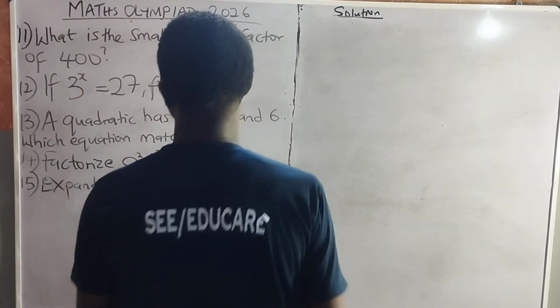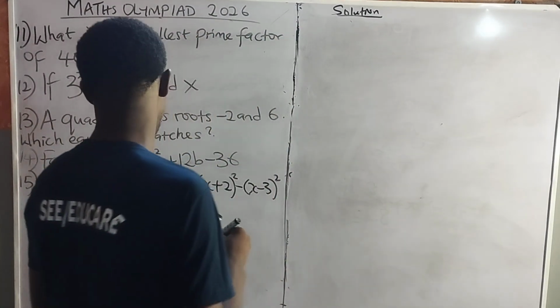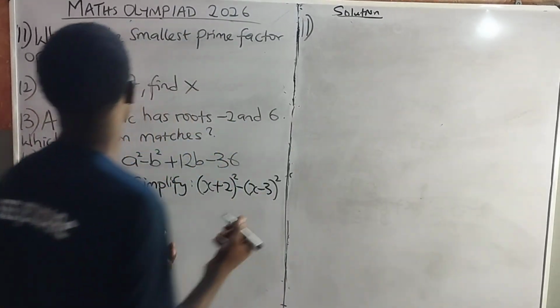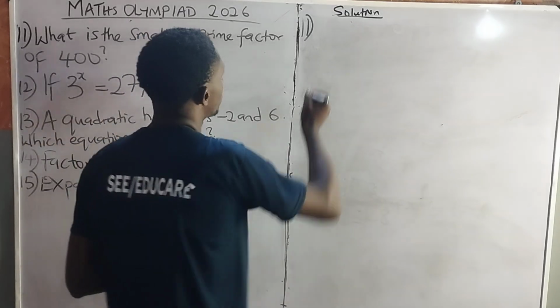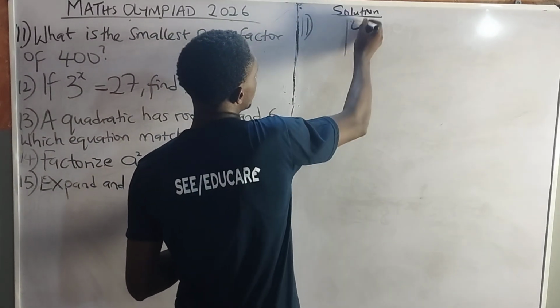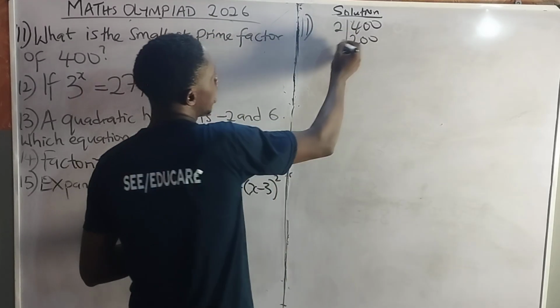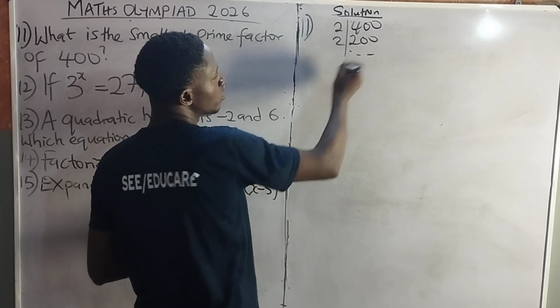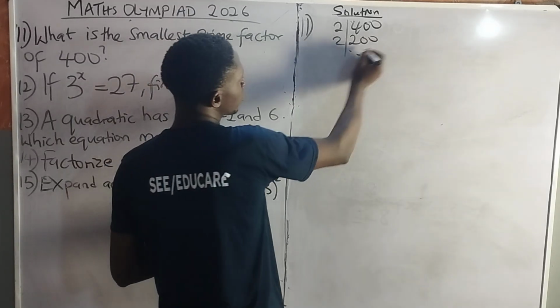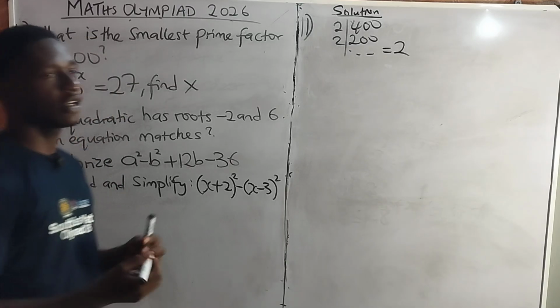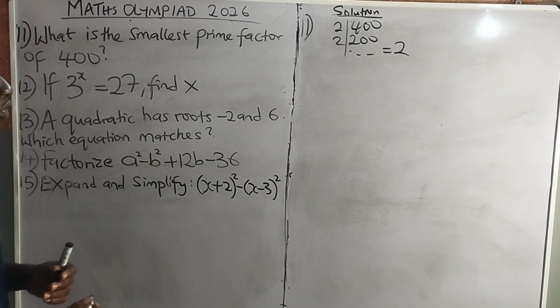Okay, so we have number 11 to 15 here. So let us start. Number 11 question: what is the smallest prime factor of 400? So this is 400. 2 going into 400 is 200, and so on and so forth. So you see that the smallest prime factor is 2. The answer is 2. So we don't need to consider other ones or continue with the division.